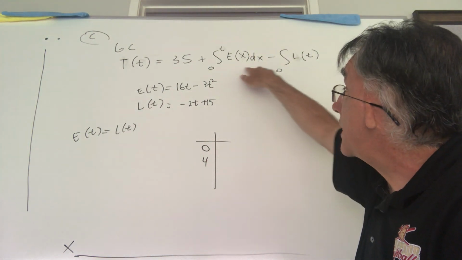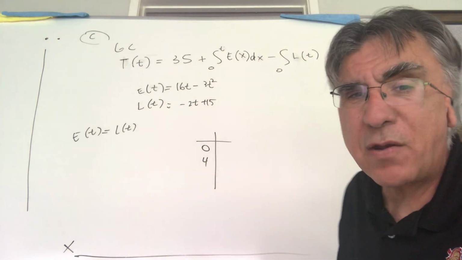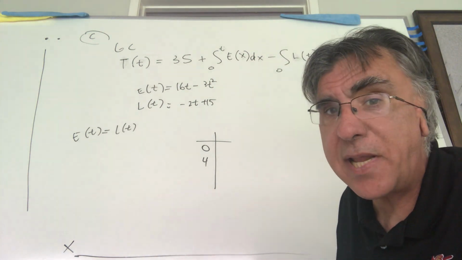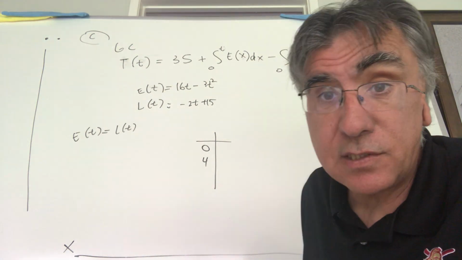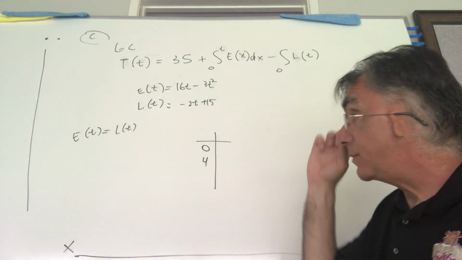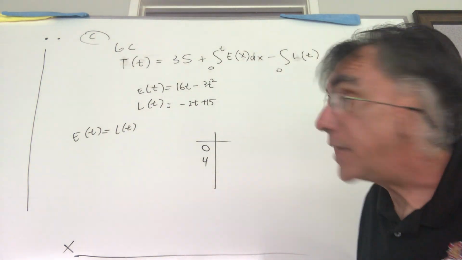Now it's going to be painful, okay? Because we're going to have to put this back into the stupid integral. Now the 0 won't be bad, and hopefully the 4 won't be bad, but the critical number is going to be kind of a pain.